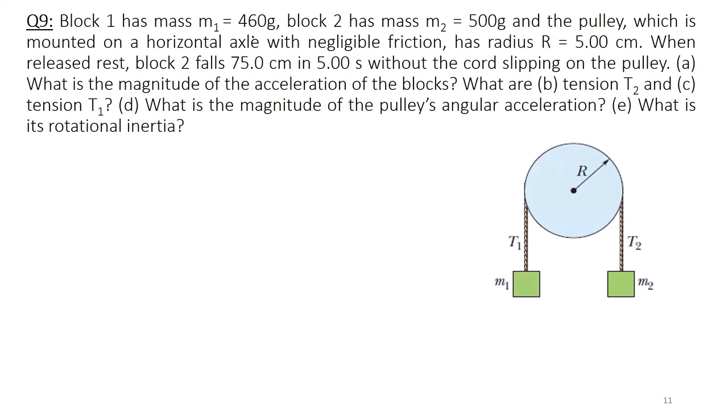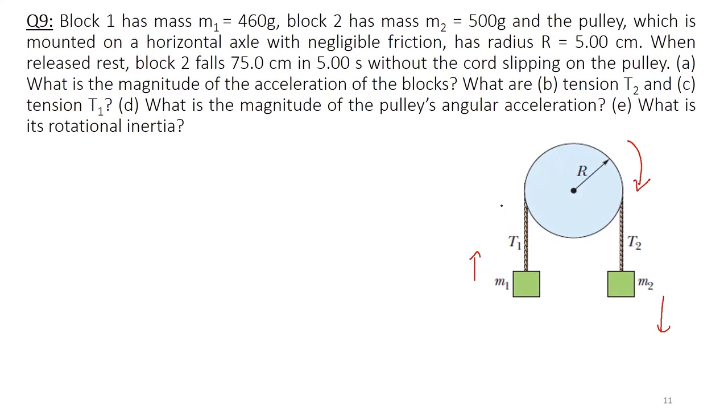So here M1 is given and M2 is given, and M2 is bigger than M1, as you can see. M1 is 0.46 kilogram, M2 is half kilogram. So what does it mean? This one will move up, this one of course will move down, and my pulley will rotate clockwise in the negative direction.